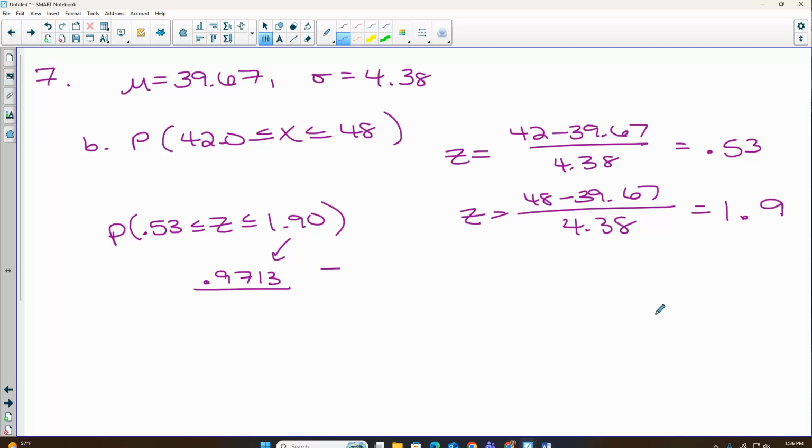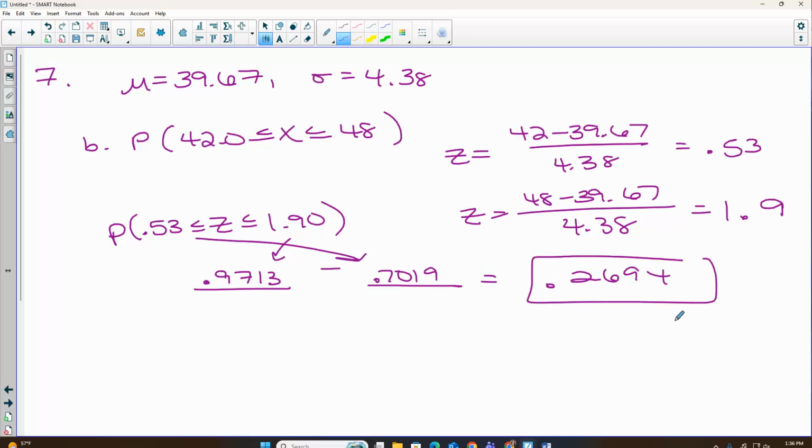So if we look up 1.9, we get a probability of 0.9713. If we look up 0.53, so we subtract those and we get 0.269. Right. Anything else on that page that you want to talk about?